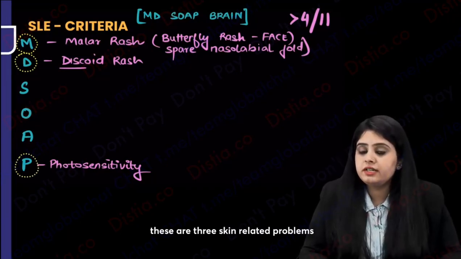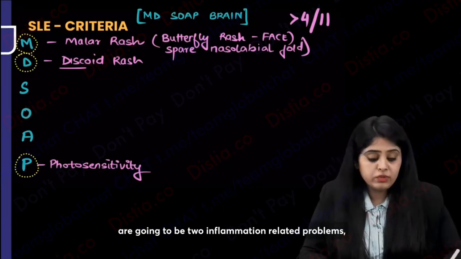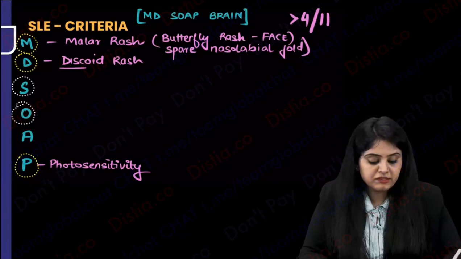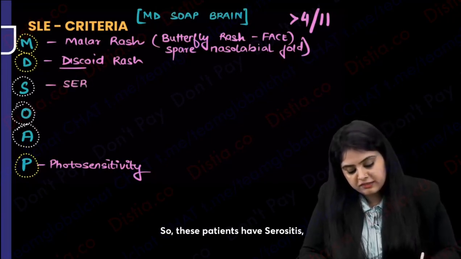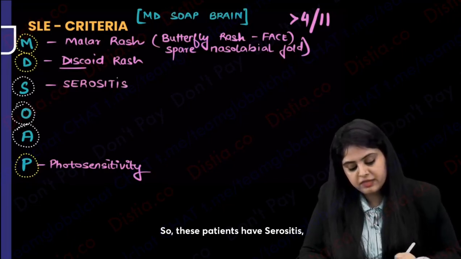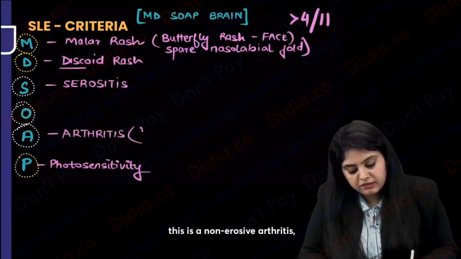These are three skin-related problems, because what I'm going to tell you next are two inflammation-related problems, S, O and A. So these patients have serositis. Then they have arthritis. And remember, in arthritis, this is a non-erosive arthritis.